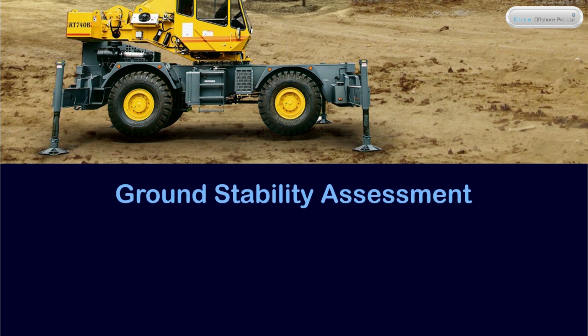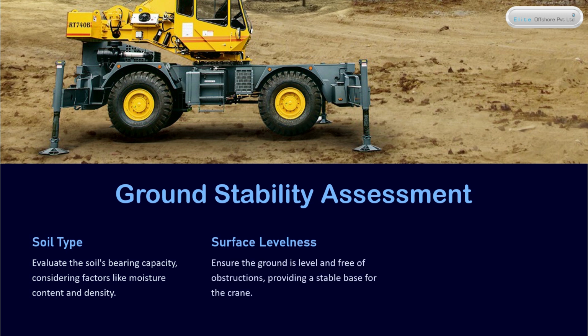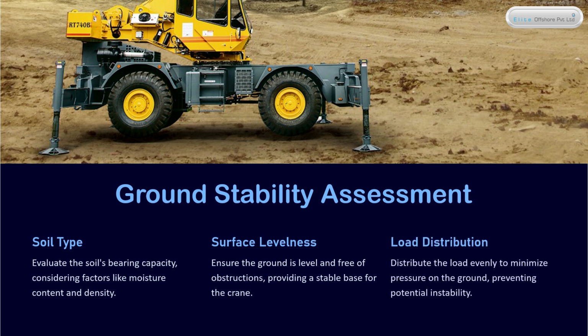Ground stability assessment. Soil type. Evaluate the soil's bearing capacity, considering factors like moisture content and density. Surface levelness. Ensure the ground is level and free of obstructions, providing a stable base for the crane. Load distribution. Distribute the load evenly to minimize pressure on the ground, preventing potential instability.